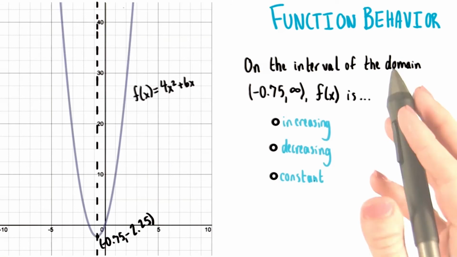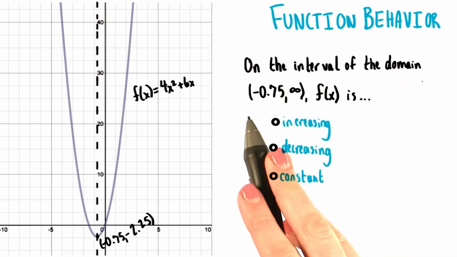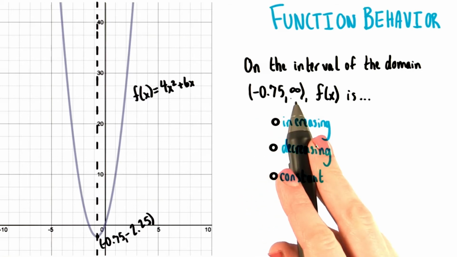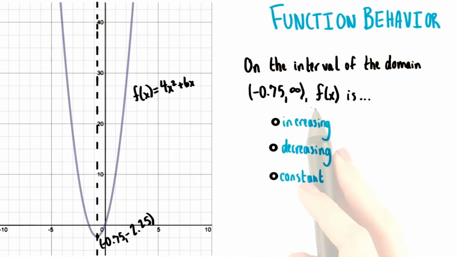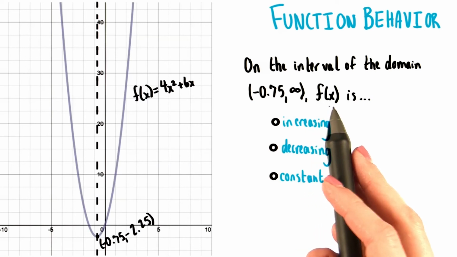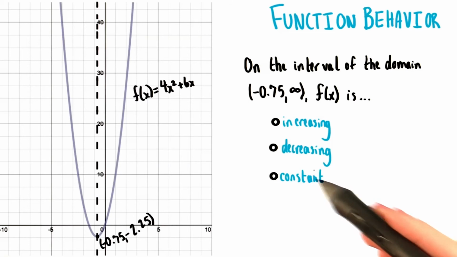bigger as well. So I'd like you to complete this sentence properly. On the interval of the domain from negative 0.75 to infinity, so in other words, this half of the graph we've been talking about, what is happening to the value of the function? Is f of x increasing, decreasing, or constant?